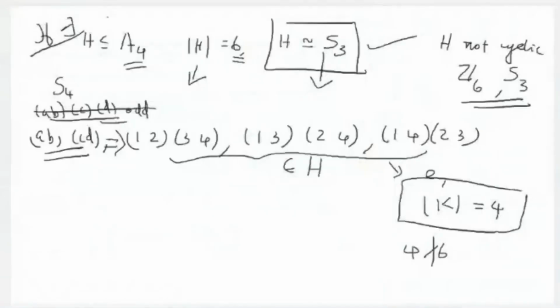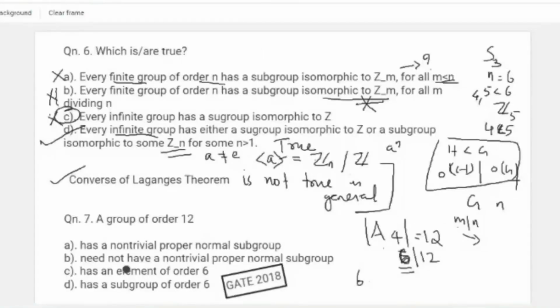Okay. Then look at the next question. It's a question that appeared in the GATE exam for 2018. A group of order 12 has a non-trivial proper normal subgroup, need not have a non-trivial proper normal subgroup, has an element of order 6, has a subgroup of order 6. So immediately you can drop the two options C and D.